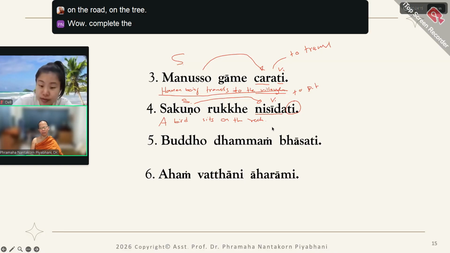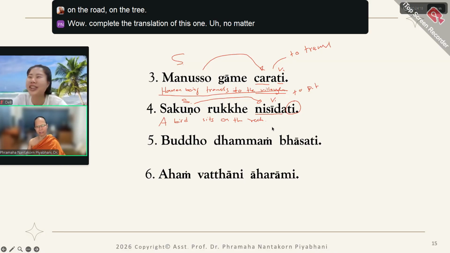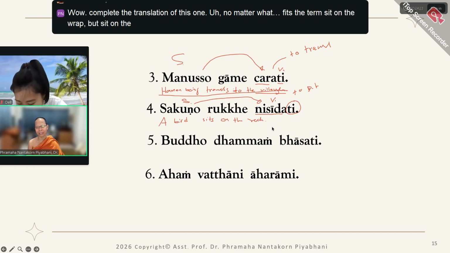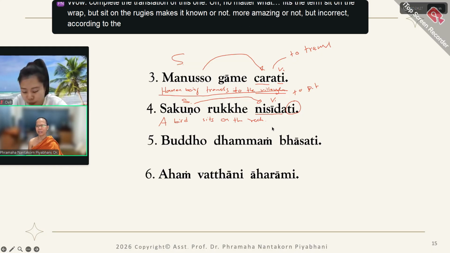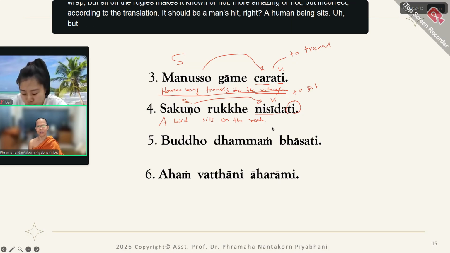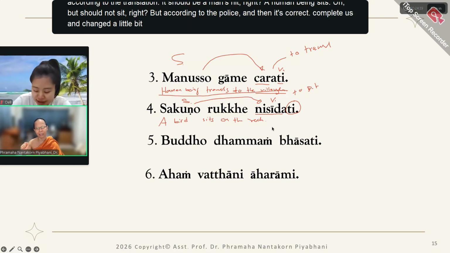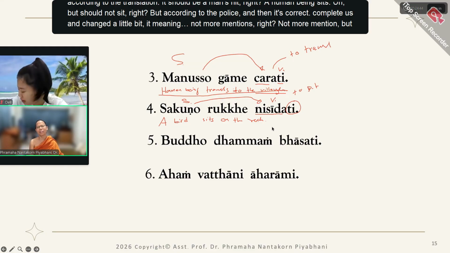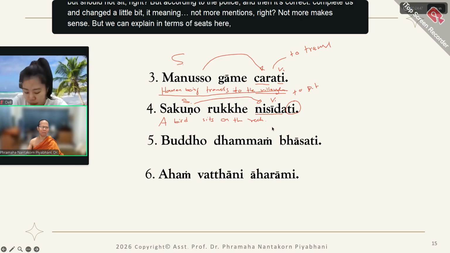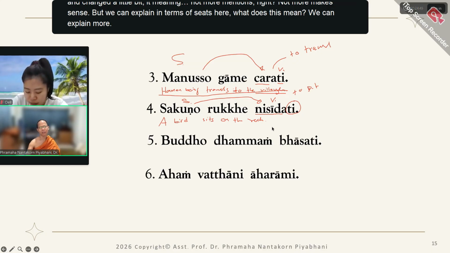Complete the translation of this one. A bird sits on the rock. Does it make sense or not? It may not make much sense, but it's correct according to the translation. It should be a man sits, right? A human being sits. Birds should not sit, right? But according to the Pali sentence it is correct. We can explain more in terms of sit here.